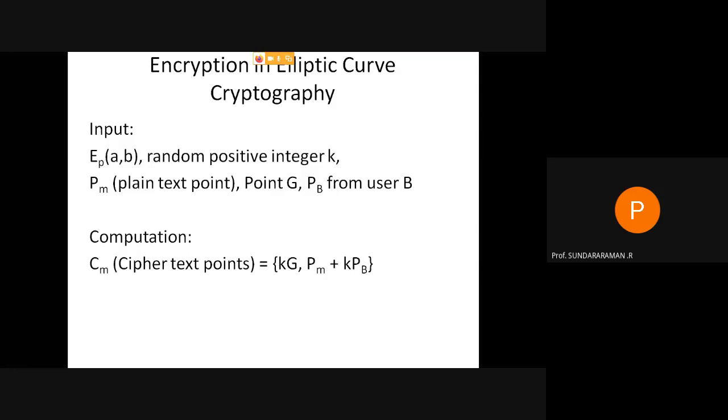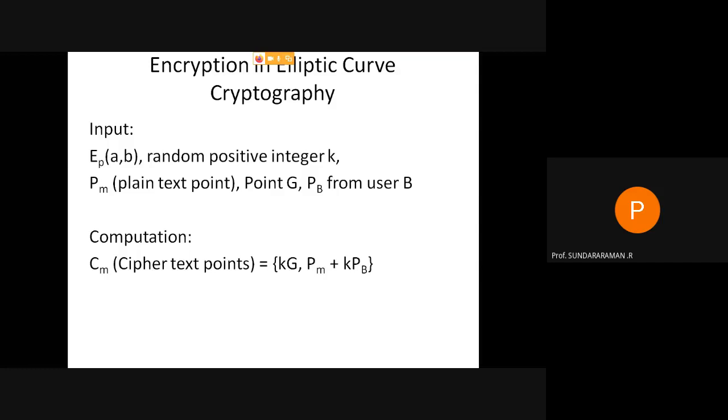And just look at the computation part. Cm is the ciphertext point. Cm is a pair of points. Your plain text is a single point, and when you apply the encryption for the generation of ciphertext, the ciphertext is generated as two different points. One is k into G. k is a random positive integer, and G is a point chosen by us. So kG is nothing but one scalar multiplication process. And after that, we are performing the computation Pm plus k into Pb. Pm is the input point, that is the input text.